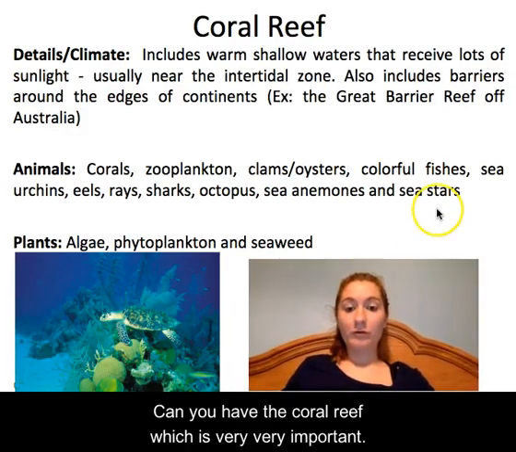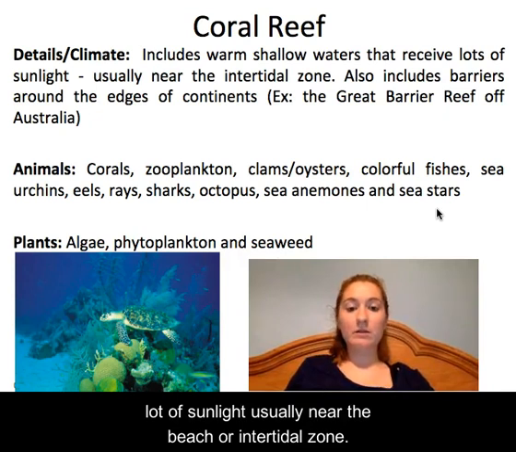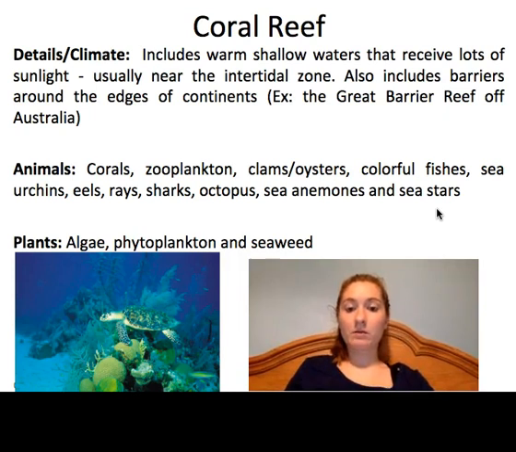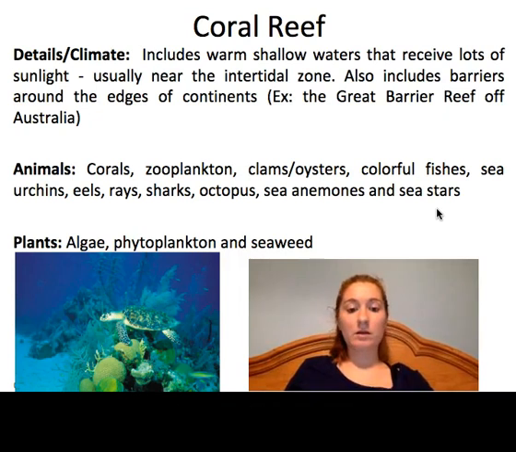Then you have the coral reef, which is very, very important. It includes very shallow waters that receive a lot of sunlight, usually near the beach or intertidal zone. Includes barriers, edges of the continent, such as the Great Barrier Reef in Australia. It has coral, zooplankton, clams, algae, and seaweed.